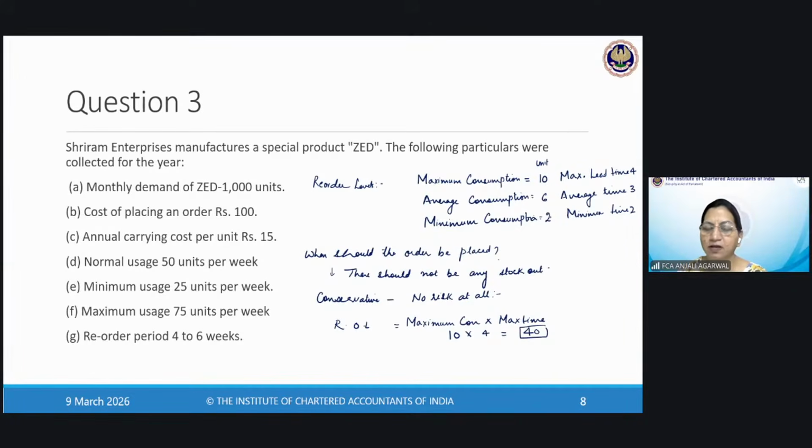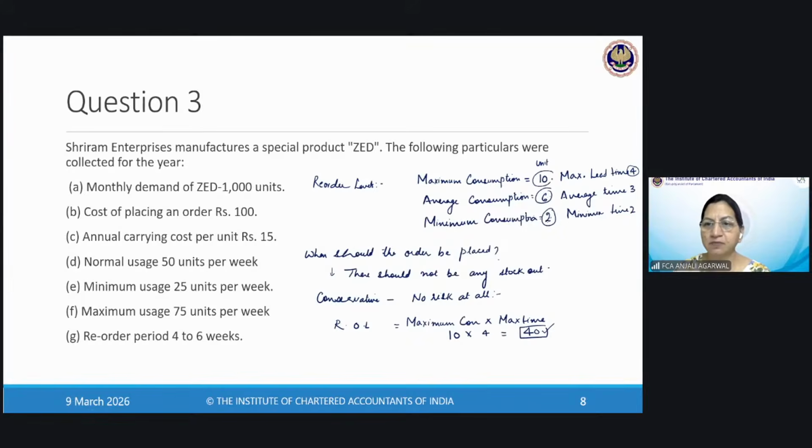So if I place my order at 40 units, I will never have any problem that I can go stock out. Think of a scenario of minimum consumption of 2 units and it takes 4 weeks. 2 into 4, 8. But I have placed the order at 40, so I still have 40 units. I will easily be able to ensure that I have 8 units. Let's take average consumption. If I was consuming at an average level of 6 units, and again it took 4 weeks, 6 into 4, 24. But I have the stock of 40 and my consumption is 24, easily manageable.